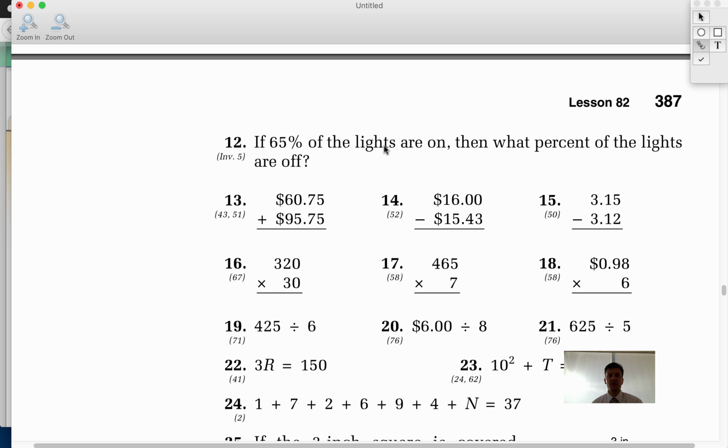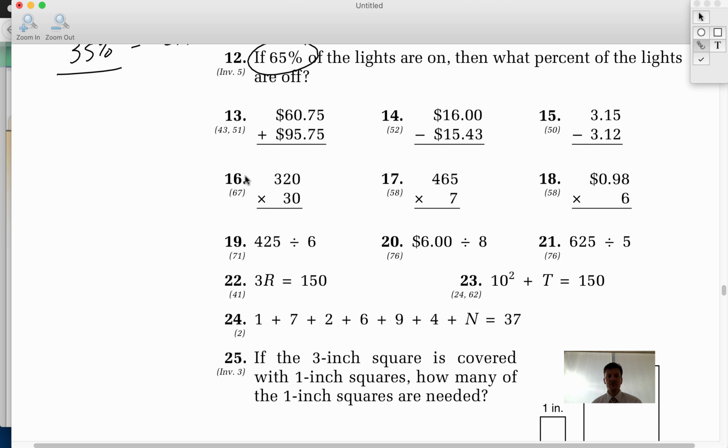If 65% of the lights are on, then what percent of the lights are off? Remember, percentages of a unit, percentages of something always have to add up to 100. So if 65% are on, then the remaining percent, which would be 35%, would be off, because 65 and 35 add up to 100.